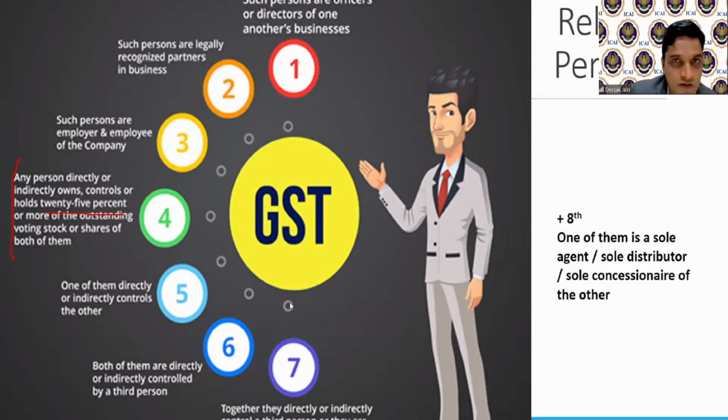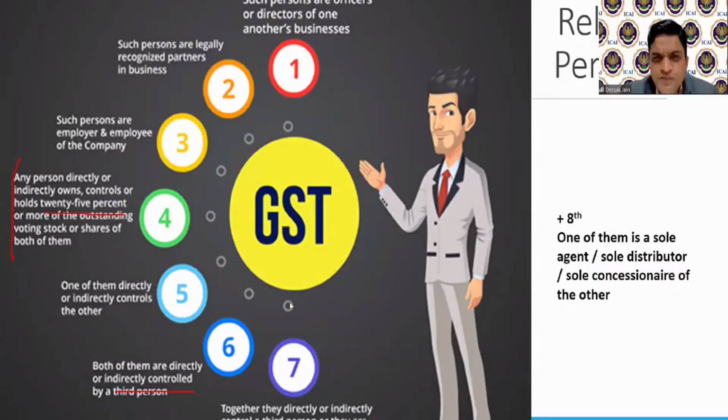That is, 25% of the equity he has. One of them directly or indirectly controls the other. Both of them are directly or indirectly controlled by a third person, and together they directly or indirectly control a third person, or they are members of the same family. So in these cases, they would be treated as related persons.